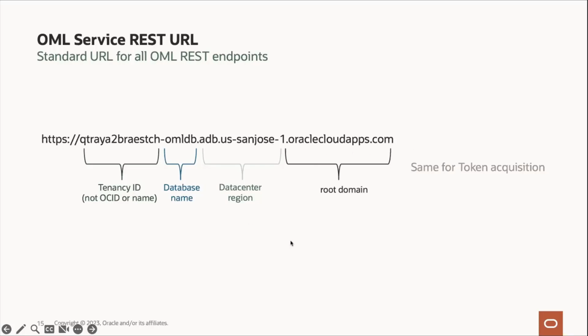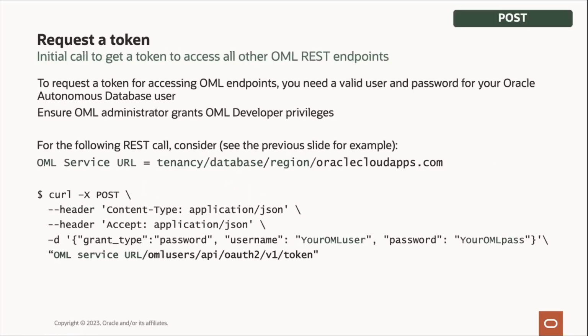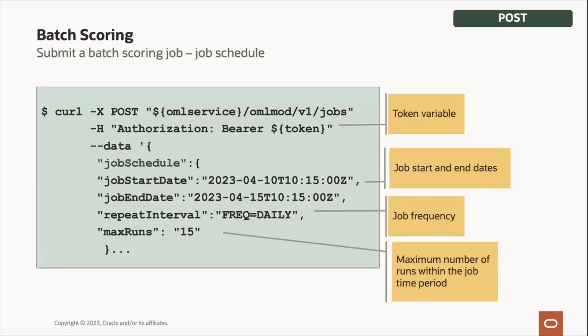Once you get your URL from Database Actions, we can send that request to get a token. We can see this is to that OML users path, to this token path, to request our token. In our payload, we have our username and password for our OML user. Using this information, we'll be returned a token. We can store that token as a variable and then use it to send requests to OML Services. We got our token, and now we can submit our batch scoring request.